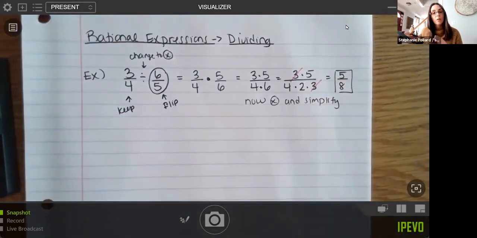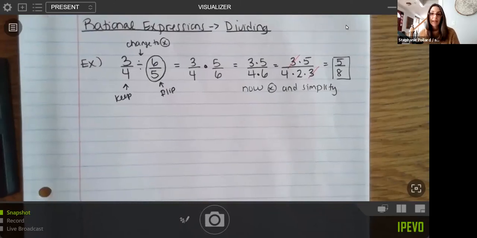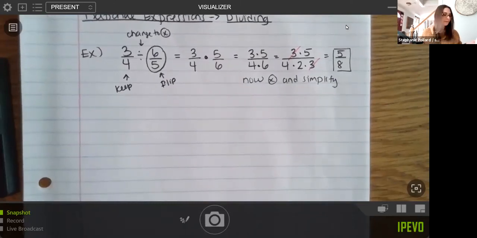So we change our original problem to multiplication, making sure to flip or take the reciprocal of that second fraction. And then we just multiply and simplify as we normally do. And we're going to apply that same technique here to rationals.